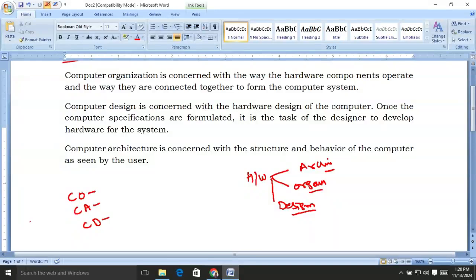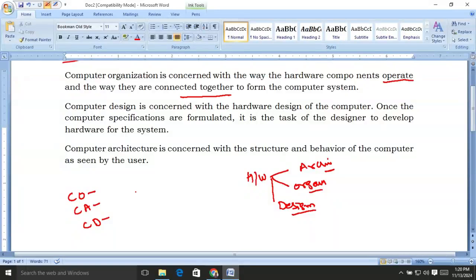So here, first of all, I would like to explain the organization. Simply, organization means the components are already constructed or designed, and those are in function. So the hardware components operate. That means how they are going to function, how we are going to use them, and the way they are connected together to form the system.